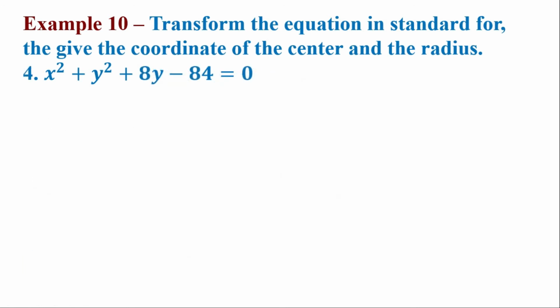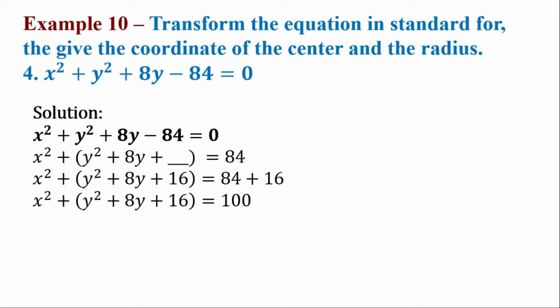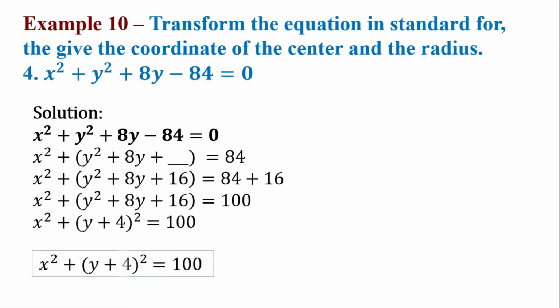Now on this part, the x doesn't have anything with it, so let's keep the x on its own. Let's put 84 on the other side. Now 8 divided by 2 is 4. 4 squared is 16. So 84 plus 16, and that gives us this one. Simplify it further. 84 plus 16 is 100. Now change this into a squared binomial. Now this will be our circle equation. So the center is 0, comma, negative 4, and the radius is the square root of 100, which is 10.